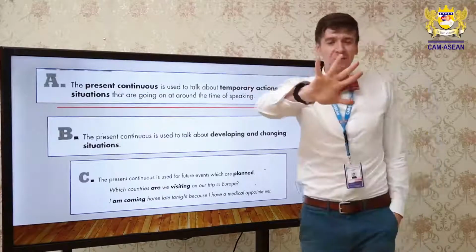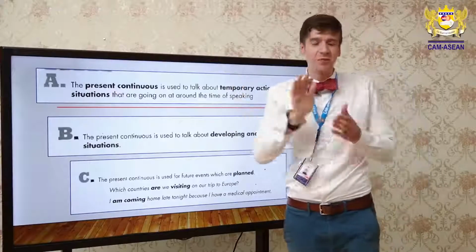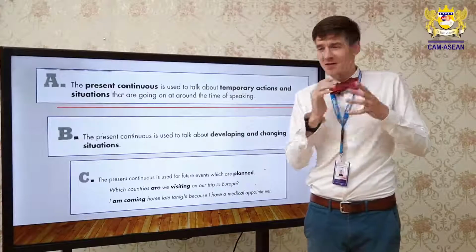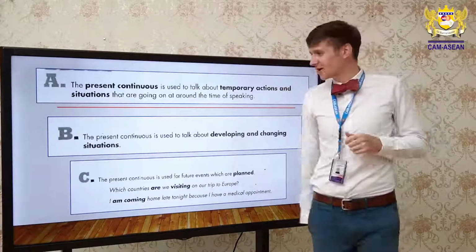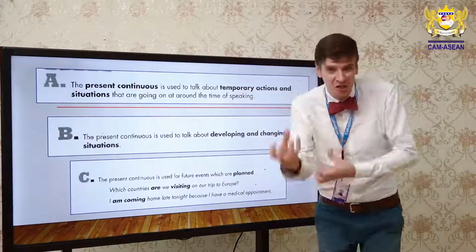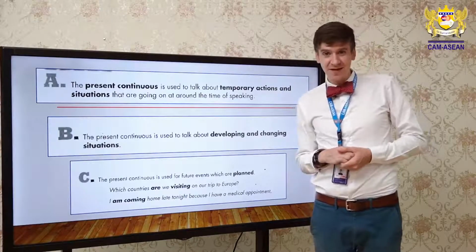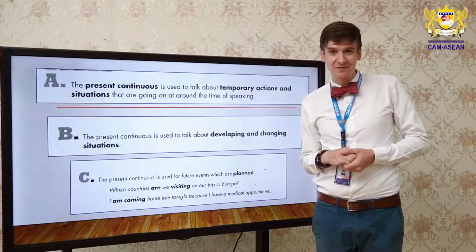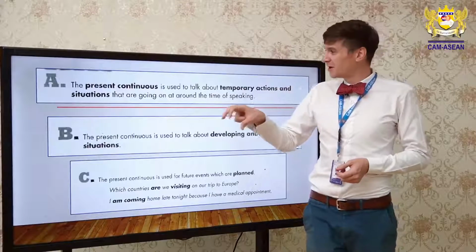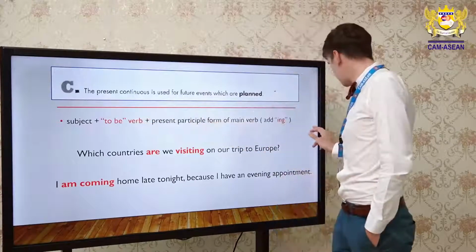The first one, it's a temporary situation, or it's a temporary action. We use present continuous to reference time in our sentence about a temporary action or situation. We also use present tense to talk about a changing situation. It is raining outside. Here's our to be right here.